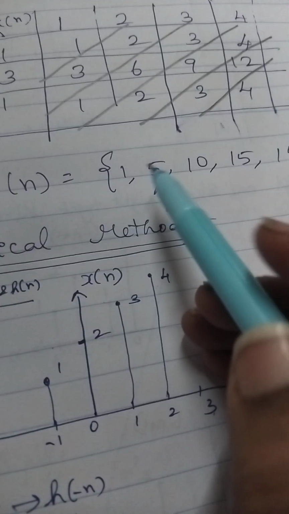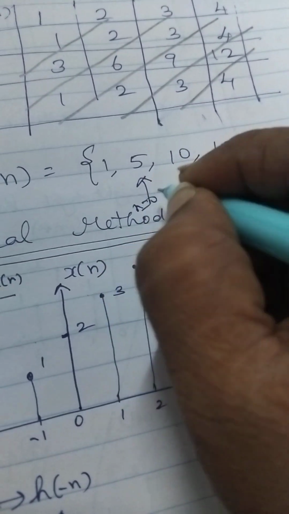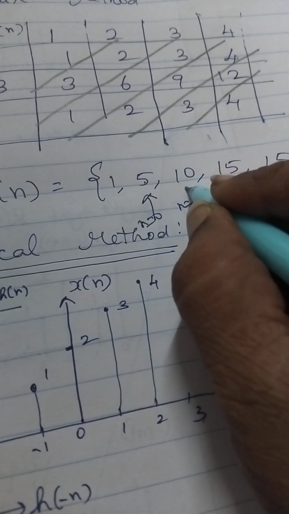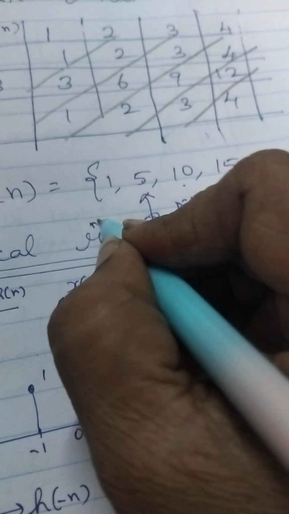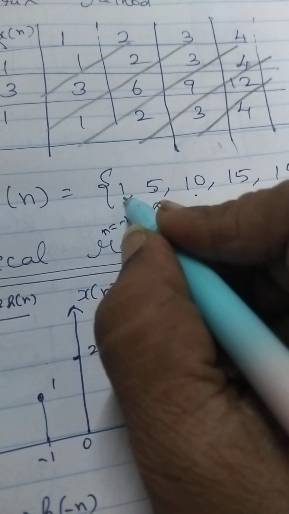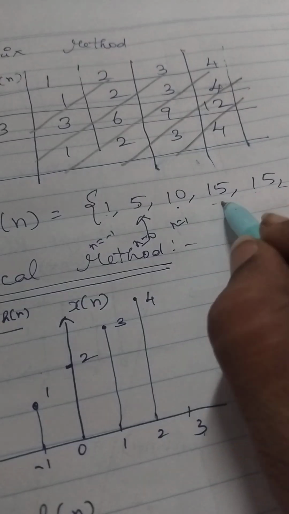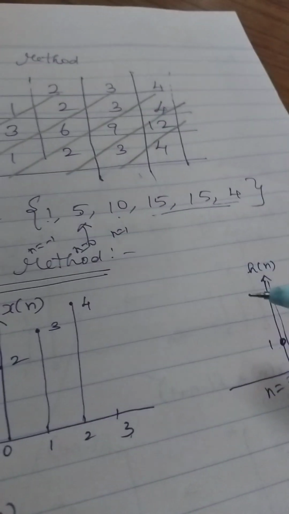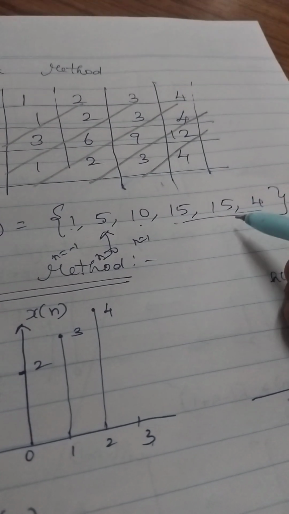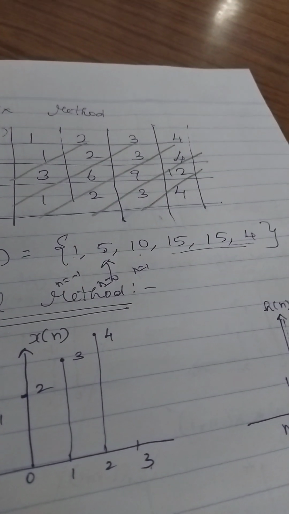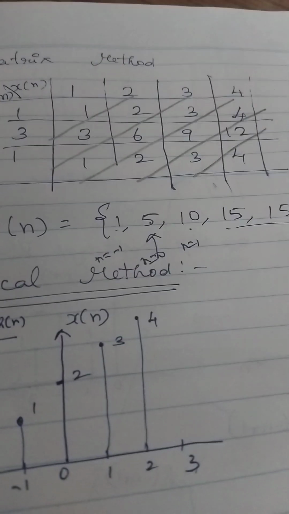If you keep repeating, you will get an answer similar to your matrix multiplication. That is, at n is equal to 0, you got y of 0 as 5. At n is equal to 1, you got y of 1 as 10. At n is equal to minus 1, you got the answer as 1. If you repeat these steps, you will get the remaining answers. And you can always cross check your graphical method with your matrix multiplication method to understand whether whatever you have solved is correct or not. Thank you.